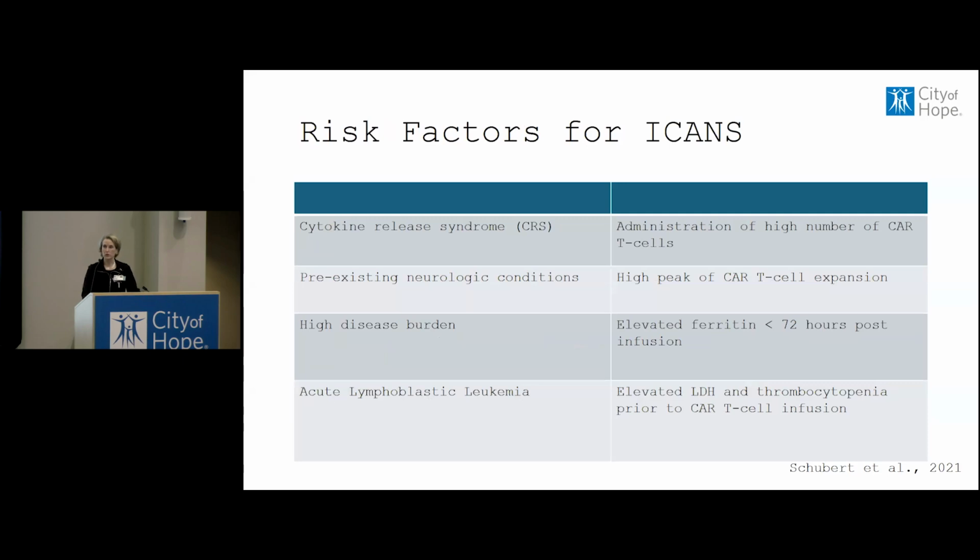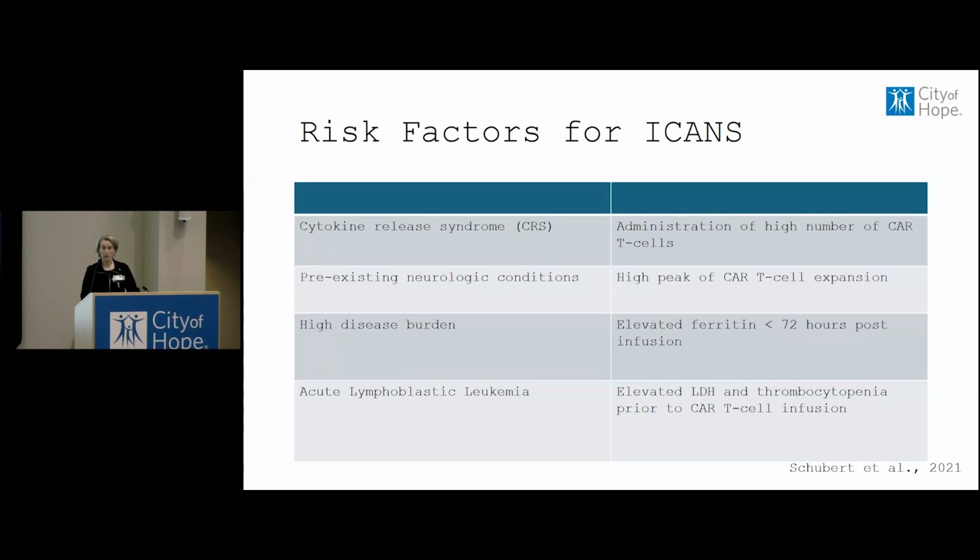So some of the risk factors that increase the potential of a patient developing ICANS if they do have CRS. They already have an inflammatory process, and knowing that these cytokines are circulating in high numbers and crossing the blood-brain barrier, that does increase the patient's risk for ICANS. Others include pre-existing neurological conditions and a high disease burden when they're treated with CAR T cells.